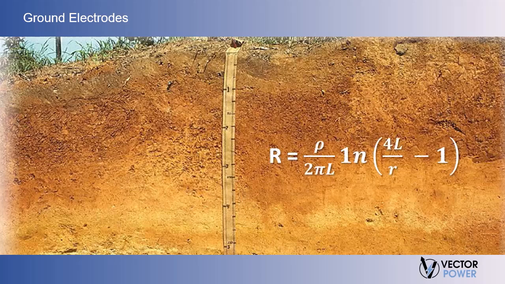R equals the resistance in ohms of the ground rod to the soil. L equals the grounding electrode length. Lowercase r equals grounding electrode radius. And rho equals grounding resistivity in ohm-centimeters.